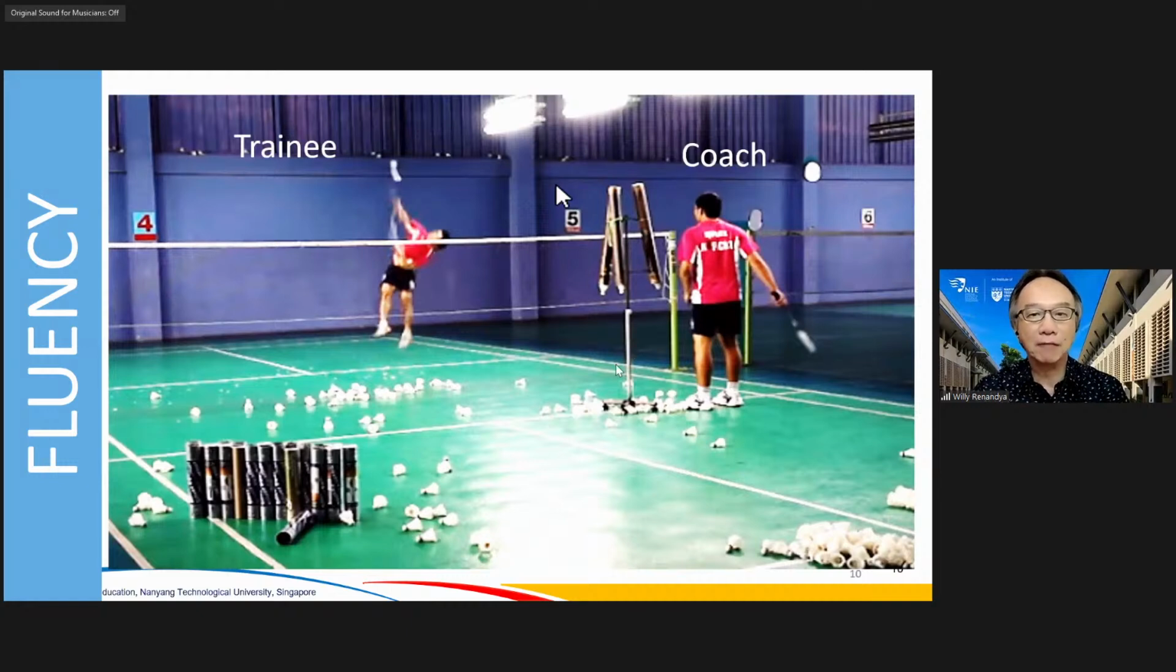The person on the left-hand side is a trainee player, and the man on the right-hand side is the coach. Look at what the trainee is doing on the left-hand side. What is the trainee doing? Sending the shuttlecock. Yes, once, two times, three times, four times, five times, hundreds of times. And that is what fluency practice is all about.